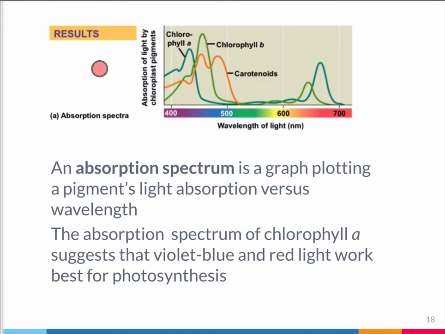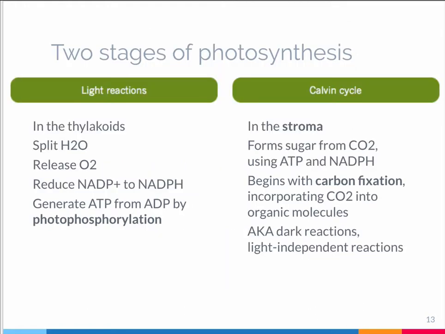So this is why carotenoids and chlorophyll B make for such great accessory pigments, because they absorb slightly different wavelengths of light and broaden the range of the visible spectrum that can actually be used by a plant. We'll come back to chlorophyll in just a moment, but first we're going to take a quick overview of the two stages of photosynthesis. As we said before, photosynthesis can be divided into the light reactions and the dark reactions.